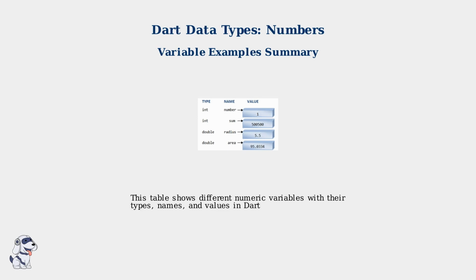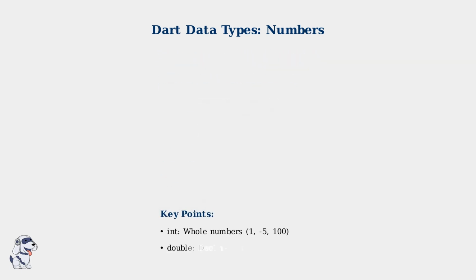We can see integer variables like number with value 1 and sum with value 500, as well as double variables like radius with value 5.5 and area with value 95.0334. Each variable has its appropriate data type clearly specified. Remember these key points about Dart's numeric data types. Int is used for whole numbers, double is used for decimal numbers, and you can either specify the type explicitly or use var to let Dart infer the appropriate type automatically.